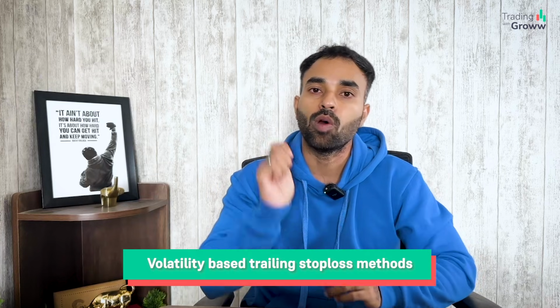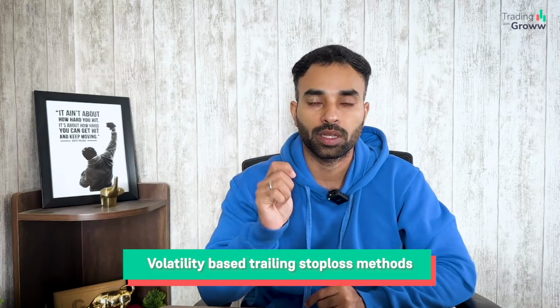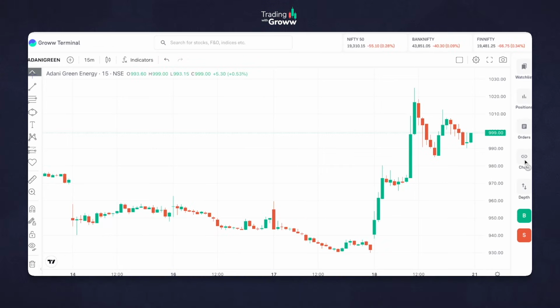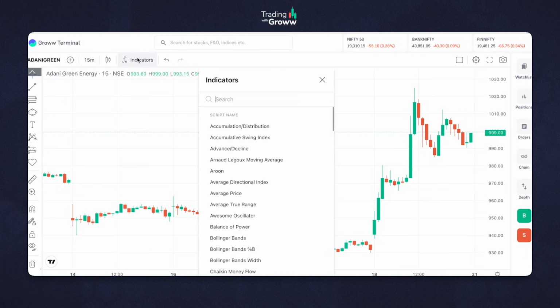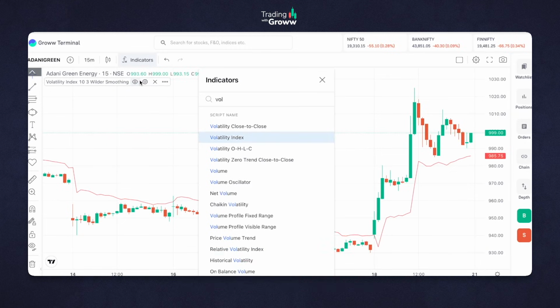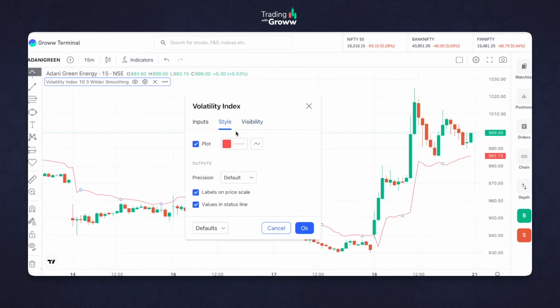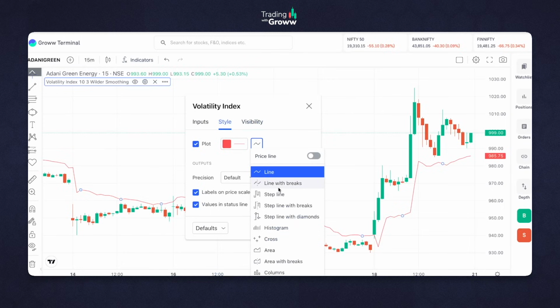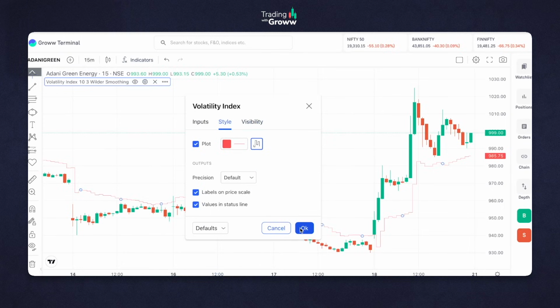So now the fourth and final method is the most important one, which is the volatility based trailing stop loss method. So here we are purely focusing on the volatility of the markets, and accordingly we are going to trail the stop loss. So let's see how you can use a volatility based indicator and trail your stop loss. So I'm using the same chart of Adani Green here, and to plot the new indicator you just go and look for volatility index. So this is the one, just click on that, and now you just have to change the visibility a bit more so that you are able to see it clearly.